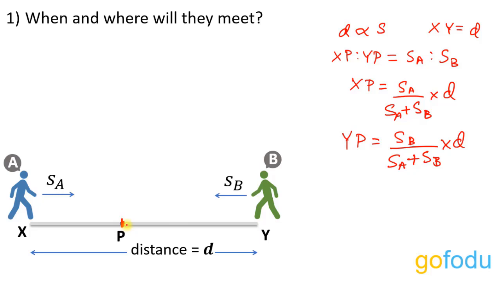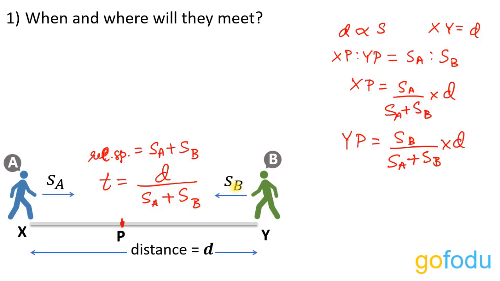Now, the second part of this question is, when will they meet? As they are moving towards each other, their relative speed would be SA plus SB. And the total distance between them is D. So the time taken to meet would be total distance D upon relative speed, that is SA plus SB. When will they meet? They will meet in this much time. Next question.